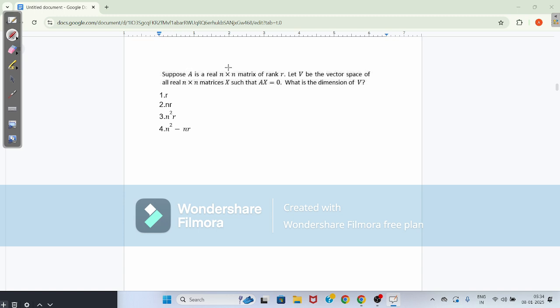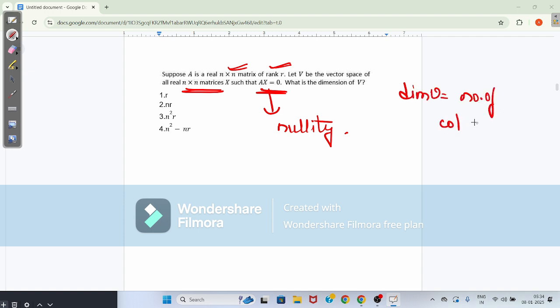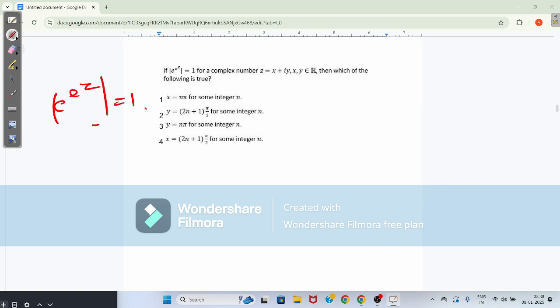Given A is a real n cross n matrix and the rank is r, so V is the vector space of n. We have to find this. This implies its nullity. So the dimension of V can be calculated as number of columns times n minus r. The number of columns is given as n, into n minus r. When you multiply, it gives the value n square minus nr. Now, what is the dimension of the nullity? It is equal to 1 here.